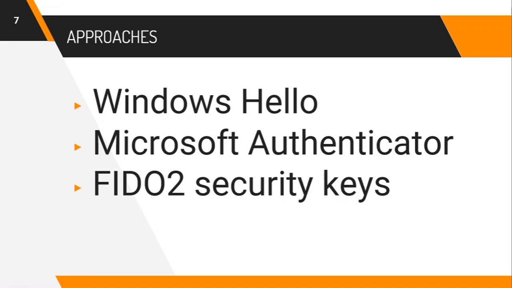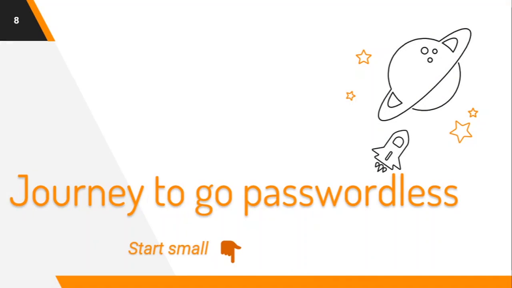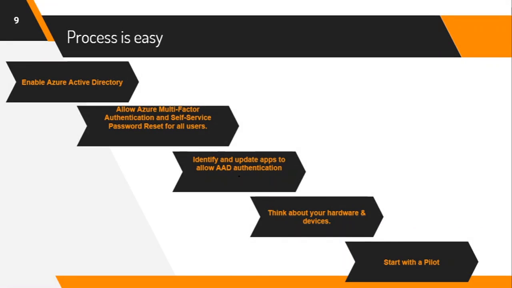So let's go on a journey to go passwordless. Let's start small. How do we do that? Enable Azure Active Directory, and the next step is to enable Azure multi-factor authentication and self-service password reset for all users. Then we can identify and update apps to allow AD authentication. Then think about your hardware and devices and start with a pilot. This process is very easy.